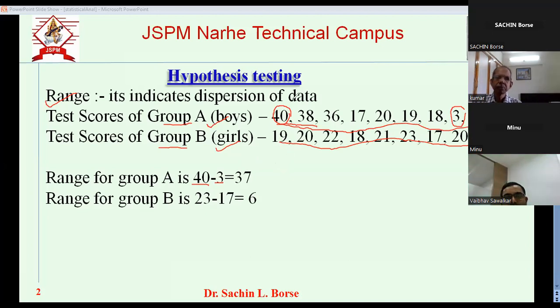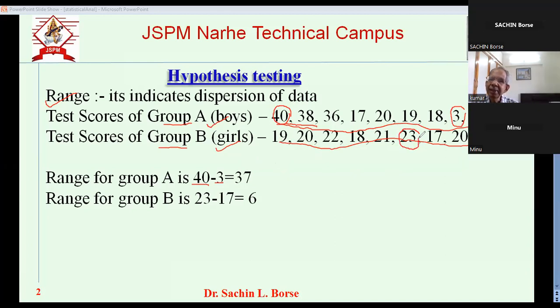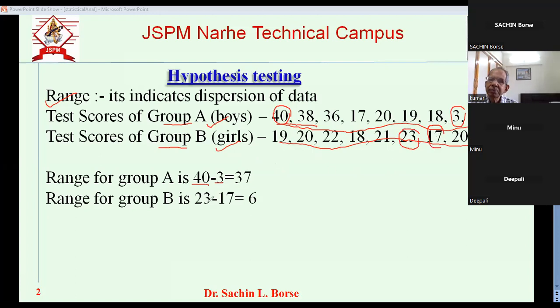So what is the maximum mark in the girls group? Please check, I may be wrong. It is 23 here, maximum marks. And the minimum marks is 17. So you take the difference, and that will be the range. We can see there is a very long range for the boys group, and for the girls group, the range is very narrow. So this is called the range.